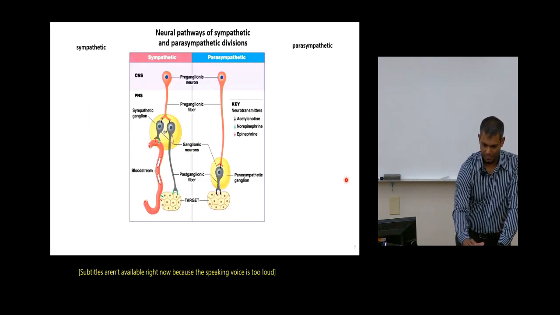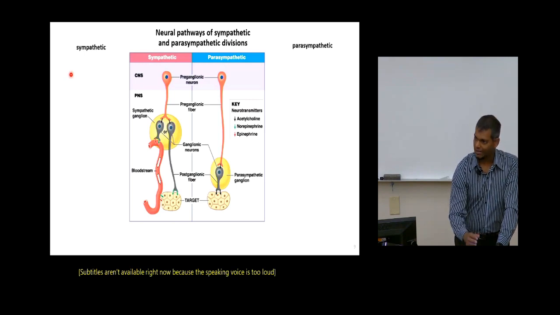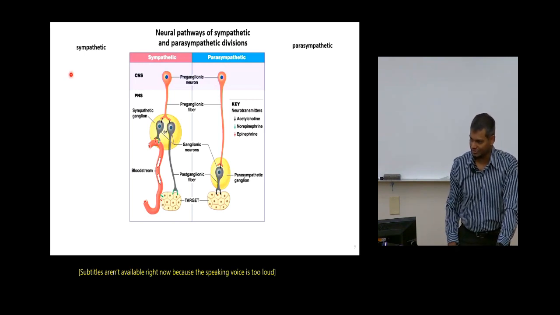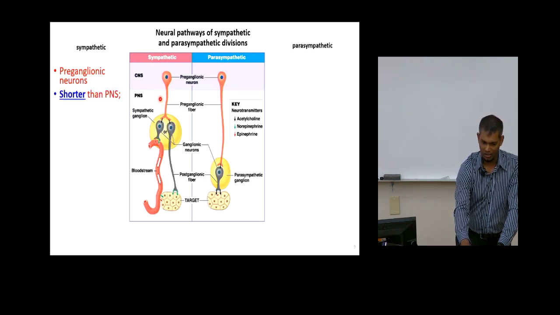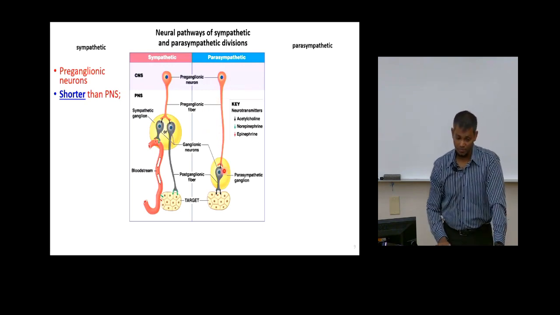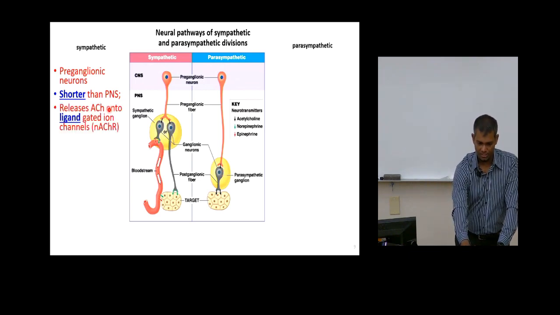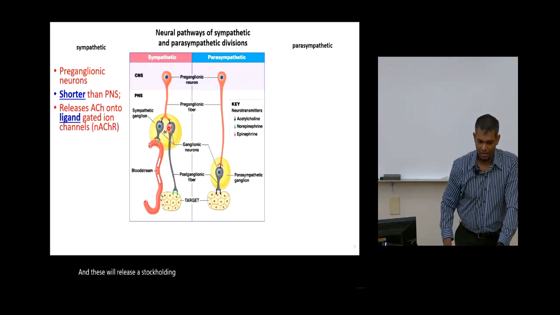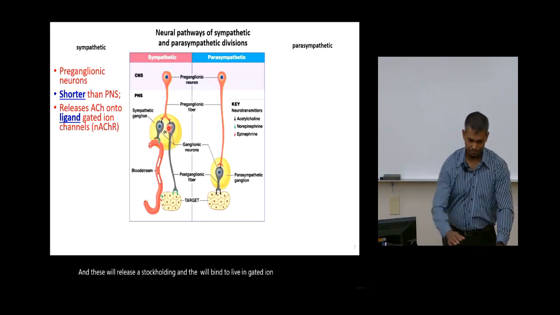So now let's look at some more about this type of innervation. On the left side, we will be talking about some of the characteristics of these preganglionic and the postganglionic neurons in the sympathetic division. So the preganglionic neurons, notice that their fibers are a lot shorter, whereas in the parasympathetic nervous system they tend to be a lot longer. And these will release acetylcholine, and the acetylcholine will bind to ligand-gated ion channels.